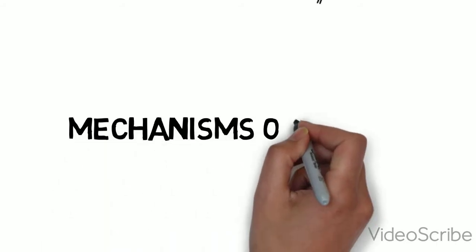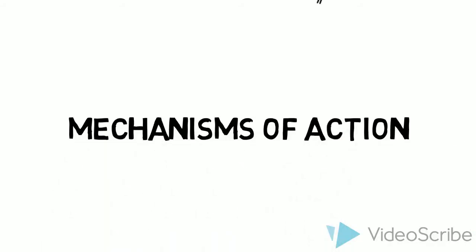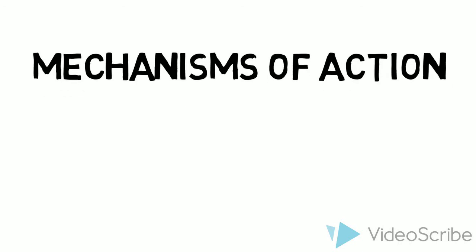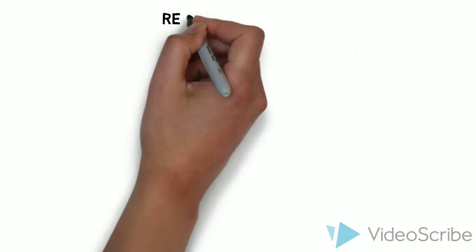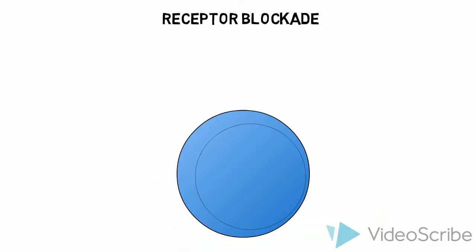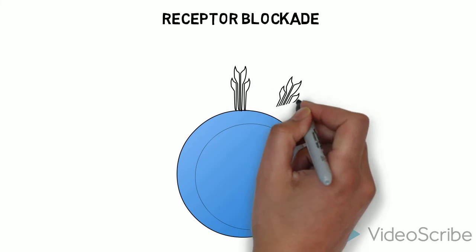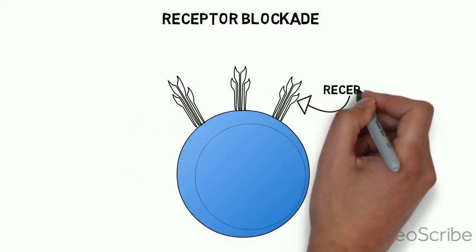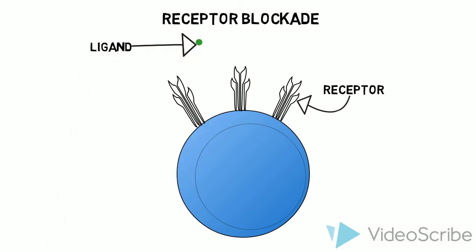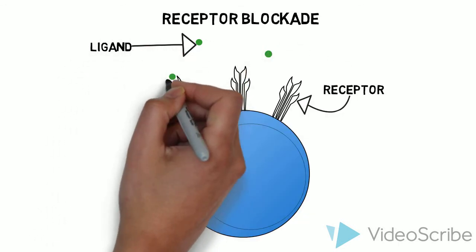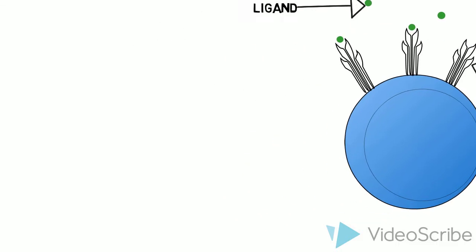Here, we're going to look at some of the main mechanisms by which monoclonal antibodies actually exert their effects. The first of these is receptor blockade. So here we see a cell in blue. Now this cell could be any cell such as B cells, T cells, or any other cell really. Here we see the receptor and the respective ligand. The ligand is free to bind to the receptor and then activate the cell.